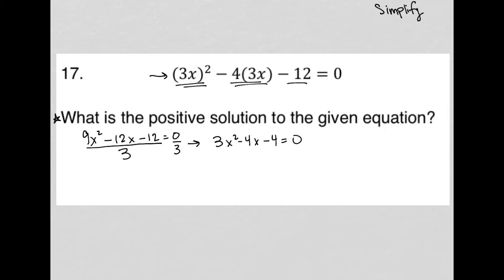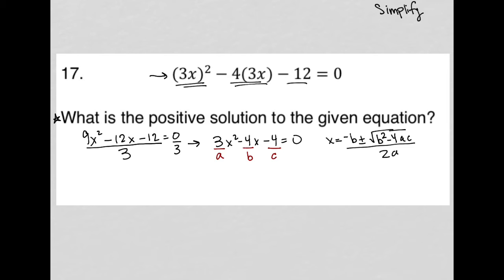And then I'm going to use the quadratic equation or quadratic formula here in order to solve this. Negative b plus or minus the square root of b squared minus 4ac, all over 2a. So what are our a, b, and c values? Well, our a value is 3, our b value is negative 4, and our c value is negative 4.